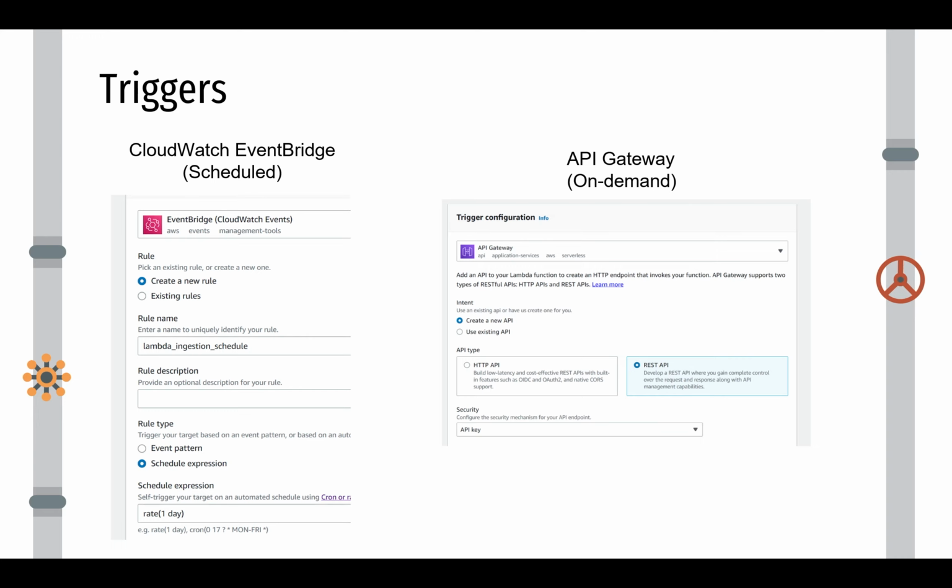So to activate the function, we use 2 triggers: CloudWatch EventBridge to run it on a set schedule of 1 day, and the API Gateway so we can use an API endpoint to call it whenever we want.